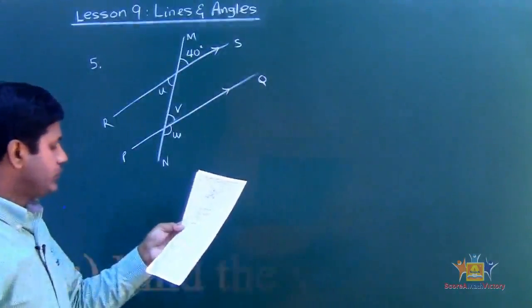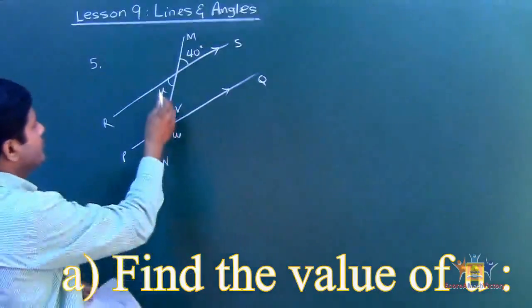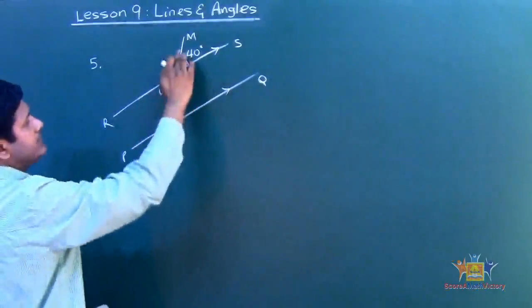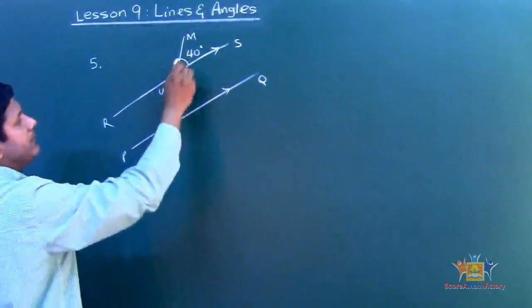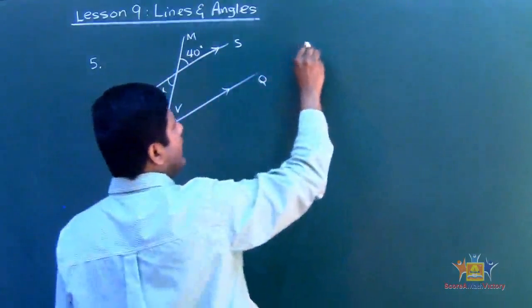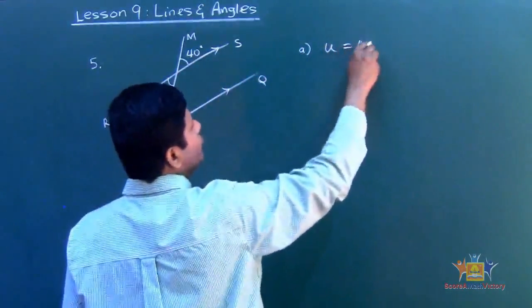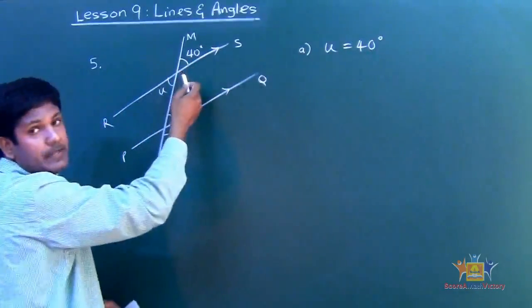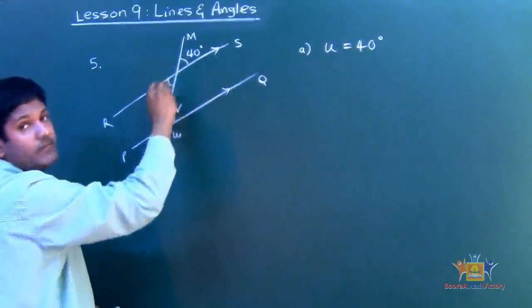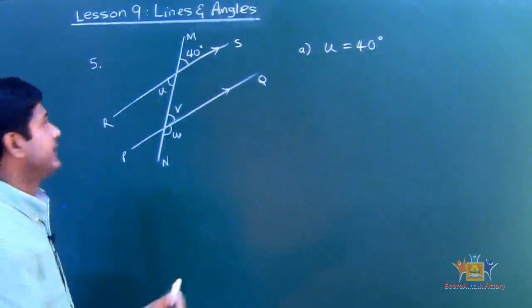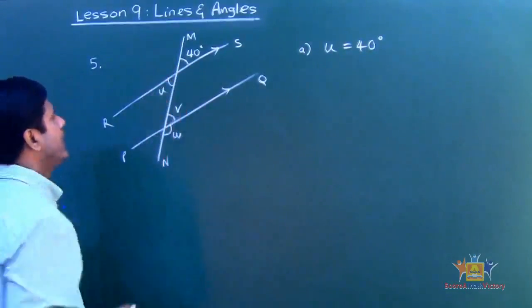So now they want you to find the value of U. How do I find U? These two lines are intercepting. That means if this is 40, what will U be? Also 40. So for A, U equals 40 degrees. Again, why? When two lines intercept, the vertically opposite angles are identical.